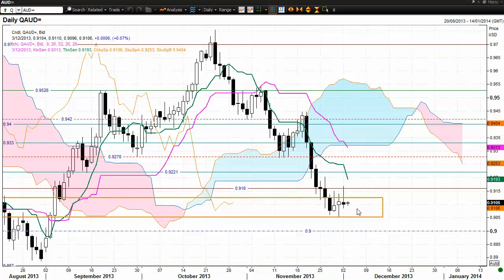But we do need to be patient and wait for the market to react to either of these levels and look for a close either above or below this strong area of support and now resistance.